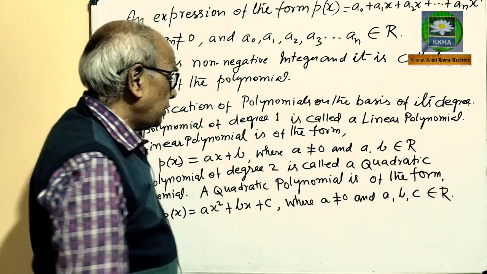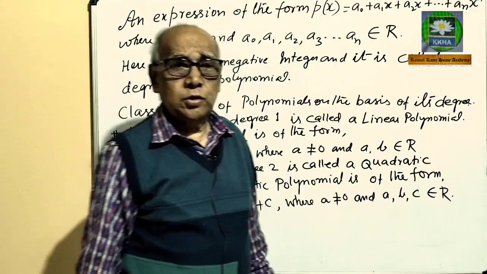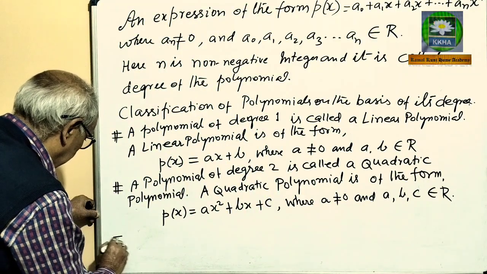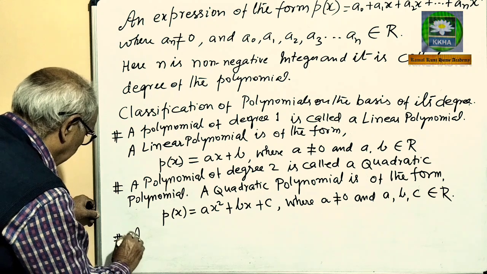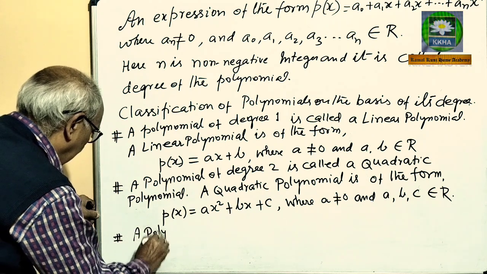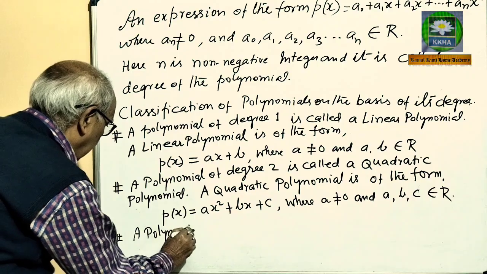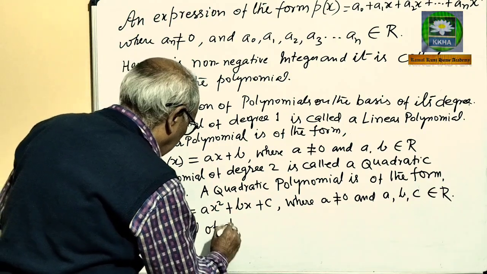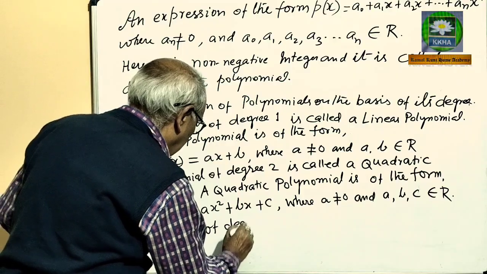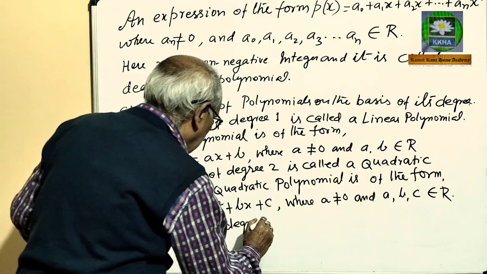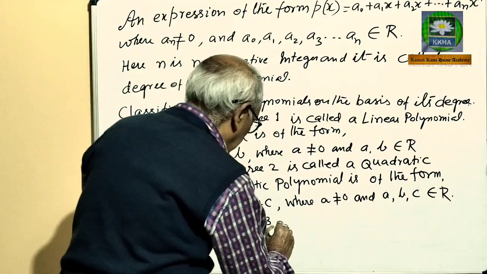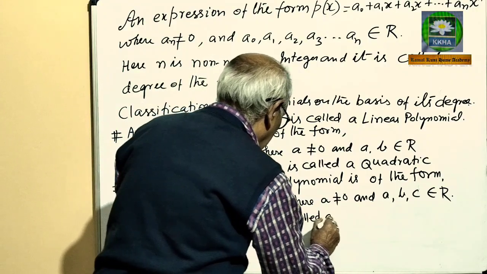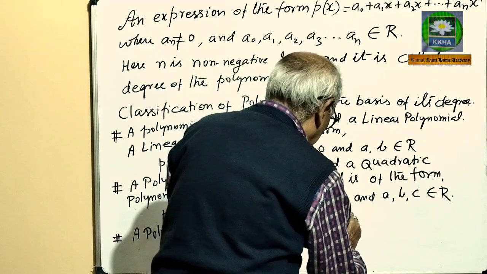And a polynomial of degree 3 is called a cubic polynomial.